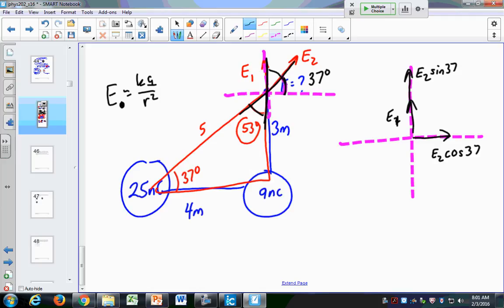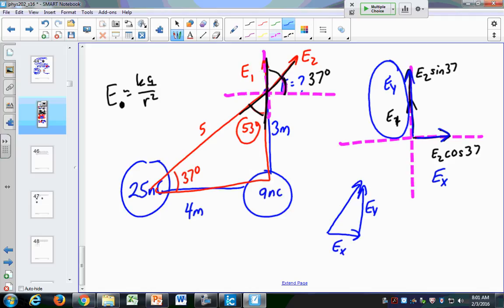Now, I can combine these vectors. I'll call this EY, and I'll call this EX. After you find those magnitudes of E1 and E2, those will have numbers, whatever they happen to be. I also have to add up those two vectors in the y direction because they're in the same direction. If they were in opposite directions, I'd take the difference in them. Now I recognize that I have EX, EY. I want to find the magnitude and direction of this vector. That'll be my final answer.